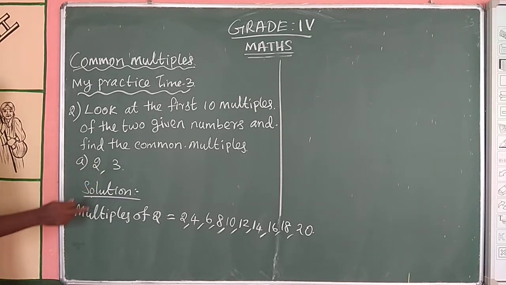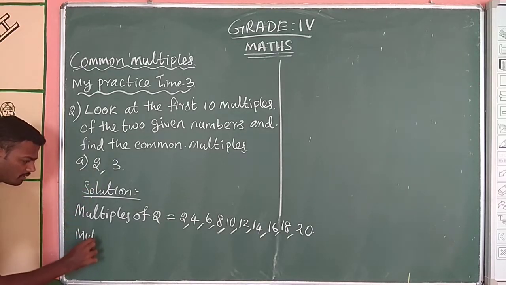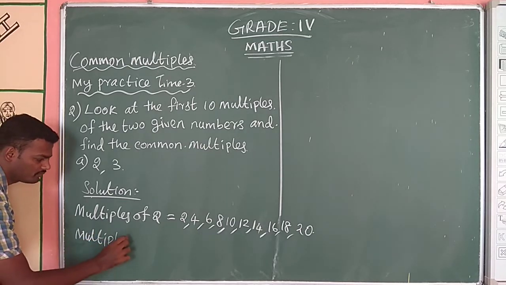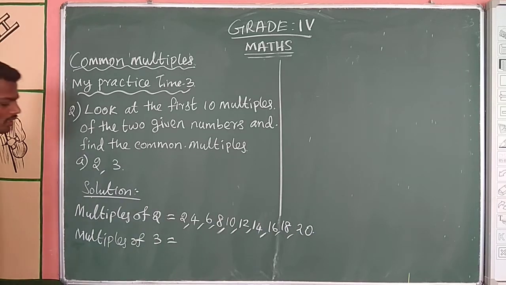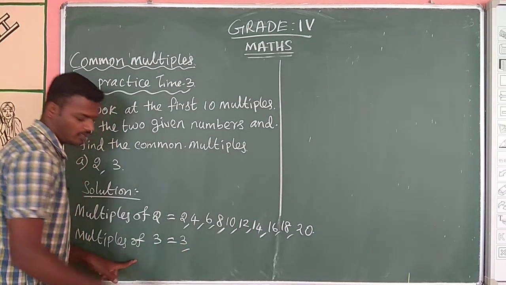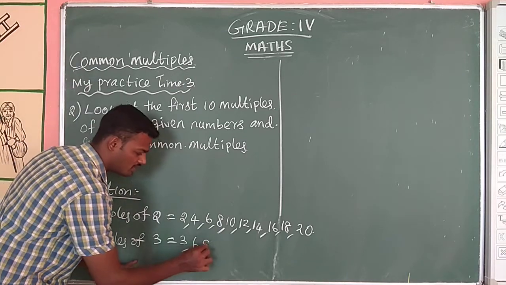Next we find the first 10 multiples of 3. First 10 multiples of 3 is equal to: 1 3 is 3, 2 3s are 6, 3 3s are 9.